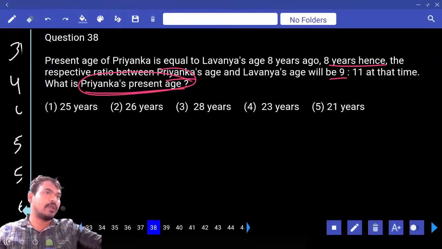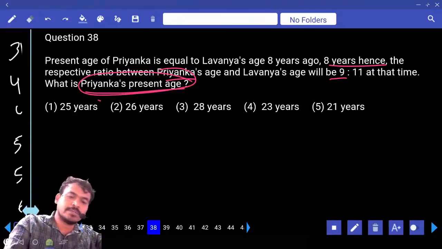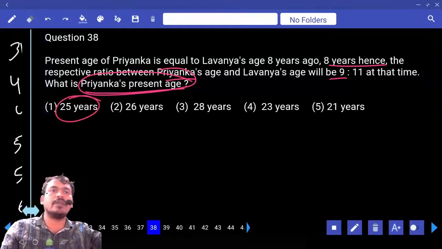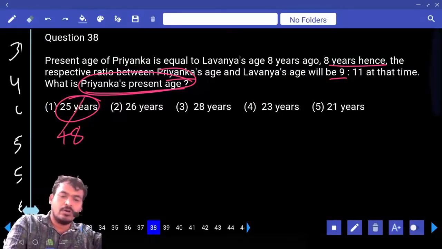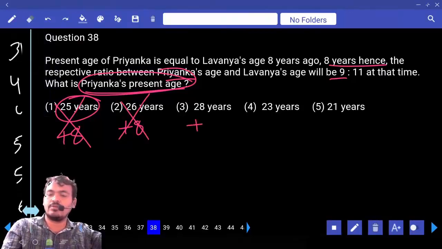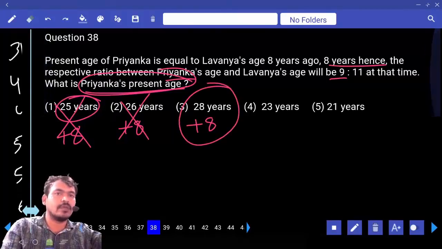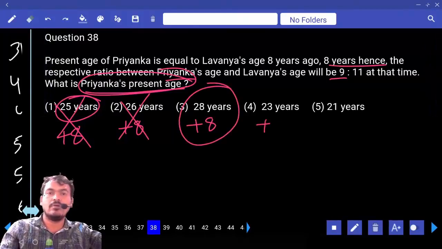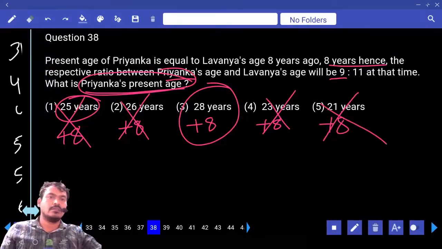After 8 years, Priyanka must be 9 parts. First option, 25. After 8 years, 33. Is 33 divisible by 9? No. Second option, 26 plus 8, 34. Divisible by 9? No. Third option, 28 plus 8, 36. Divisible by 9? Yes. Next, fourth option, 31, no. Fifth, 21 plus 8, no. Then the answer is the third option.